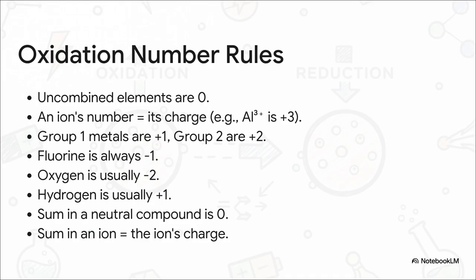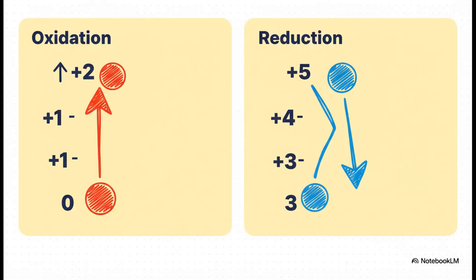Using these rules, we can figure out the score for any atom in almost any situation. And this brilliant little scorekeeping system gives us our most powerful definitions yet. Are you ready for this? Oxidation is simply an increase in the oxidation number. The score goes up. And reduction is a decrease in the oxidation number. The score goes down. This method works for every single redox reaction out there.